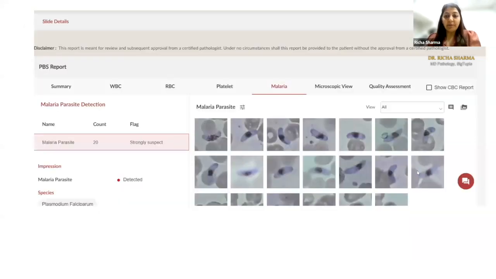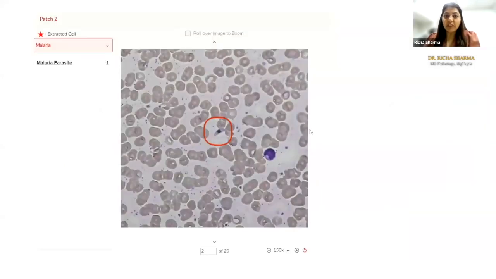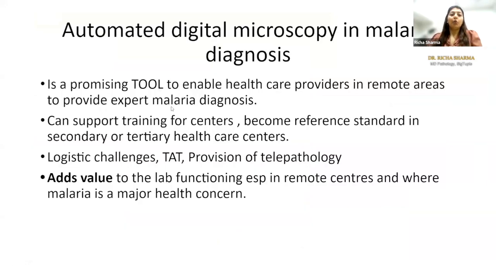This is another example of P. falciparum. This particular sample had falciparum gametes, and the model detected 20 of them with visual evidence. I can click on any of these patches, and it is going to take me to the FOV view. We have a malaria case which will be described in detail by Dr. Pavitra. So to summarize, automated digital microscopy in malaria is a very, very promising tool.